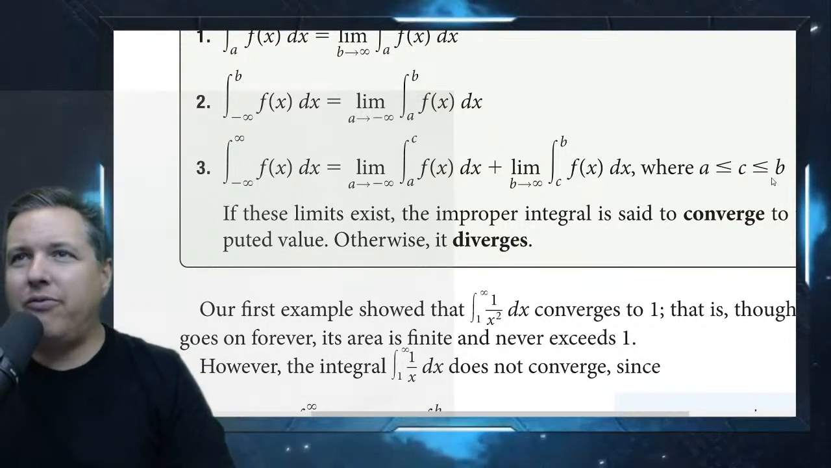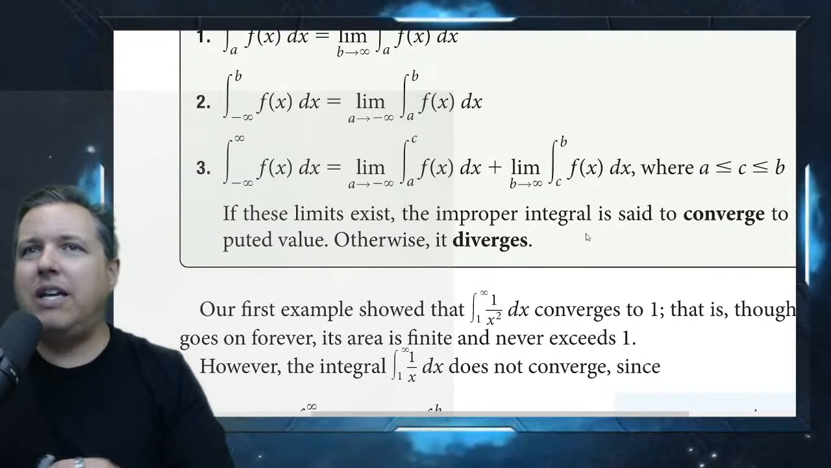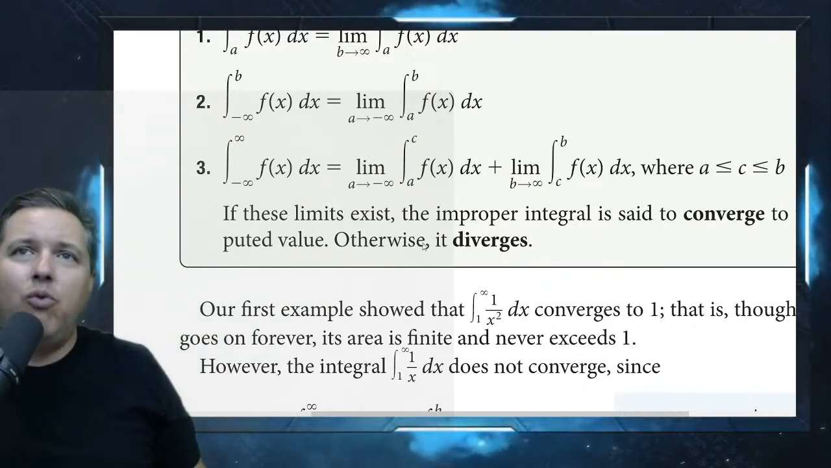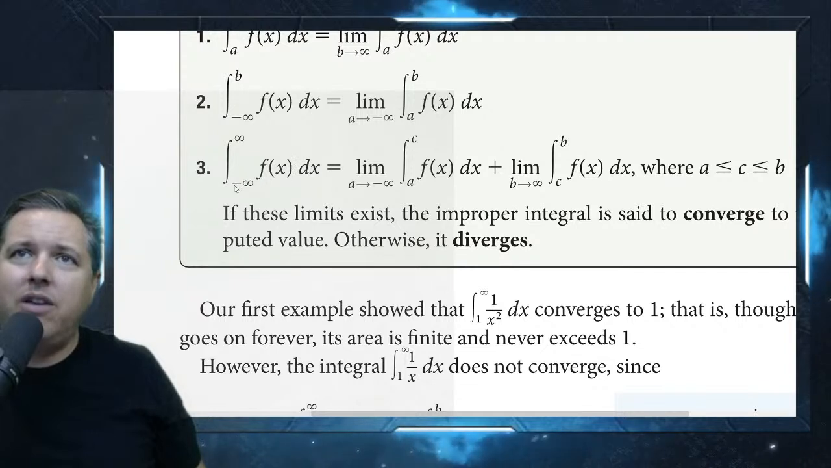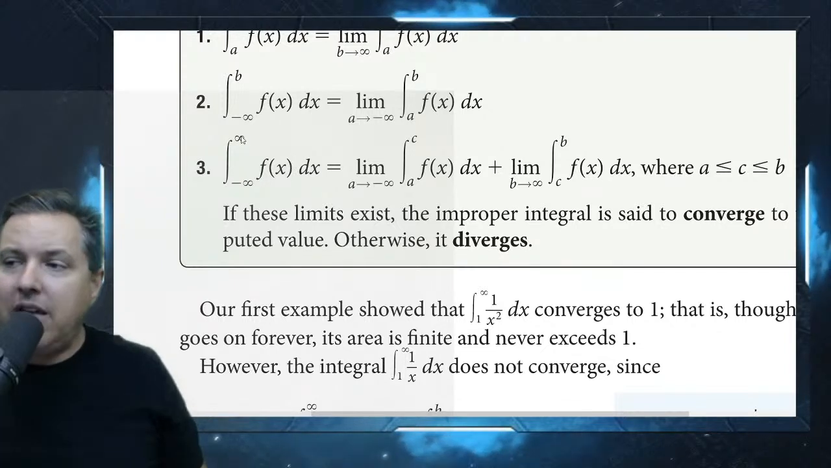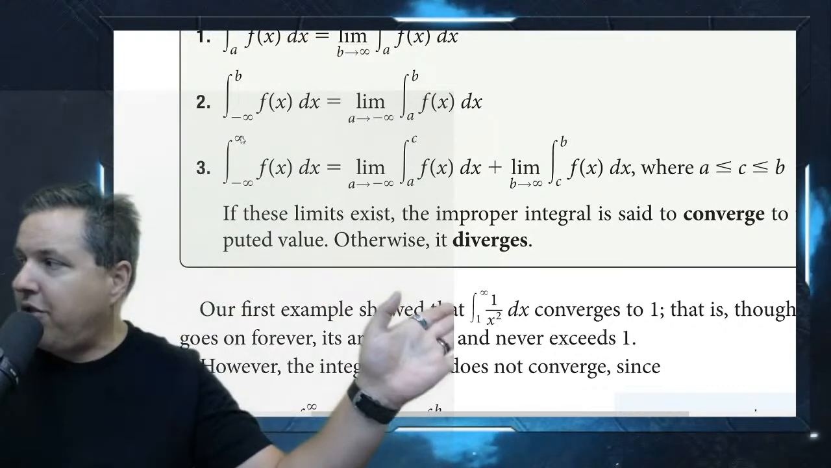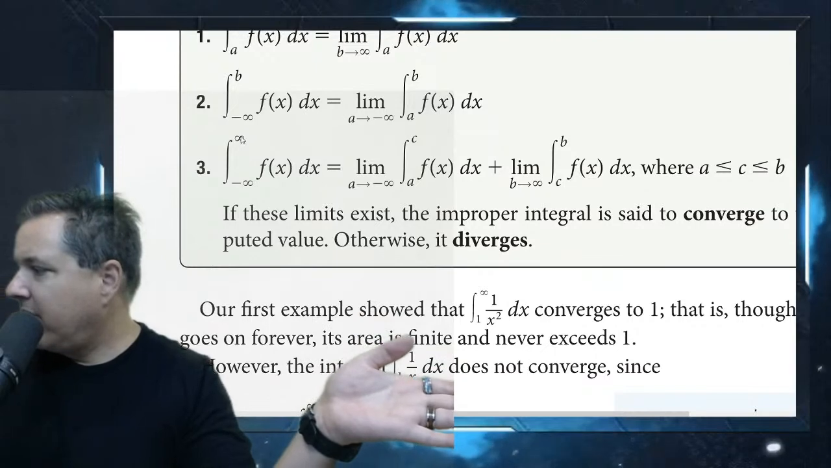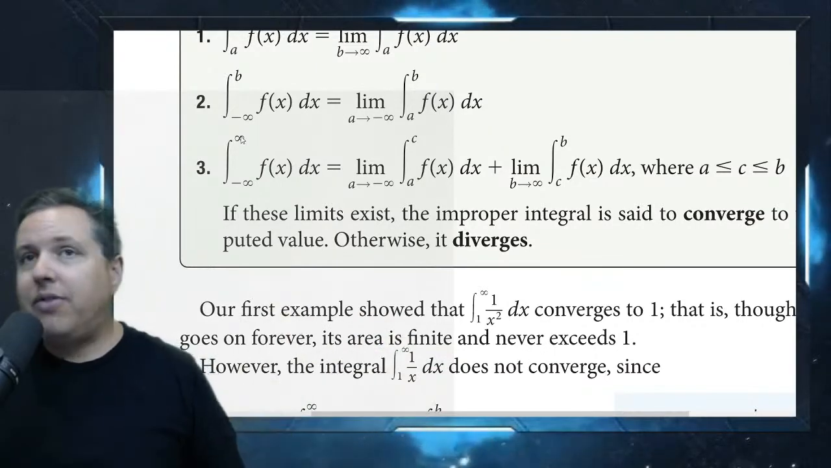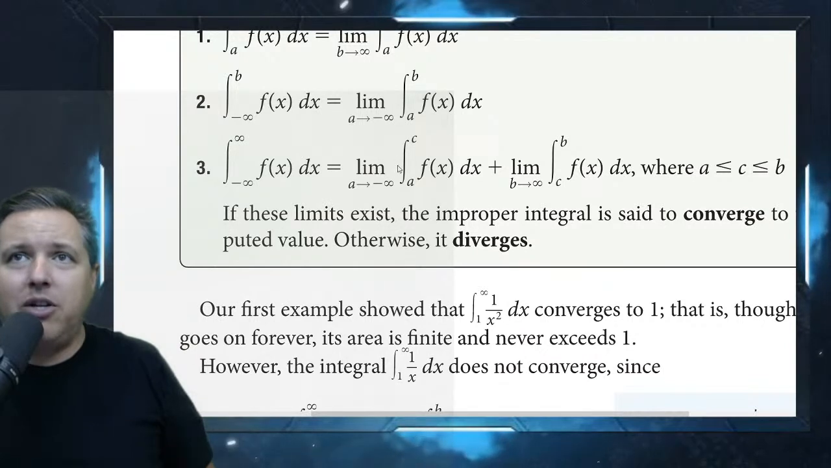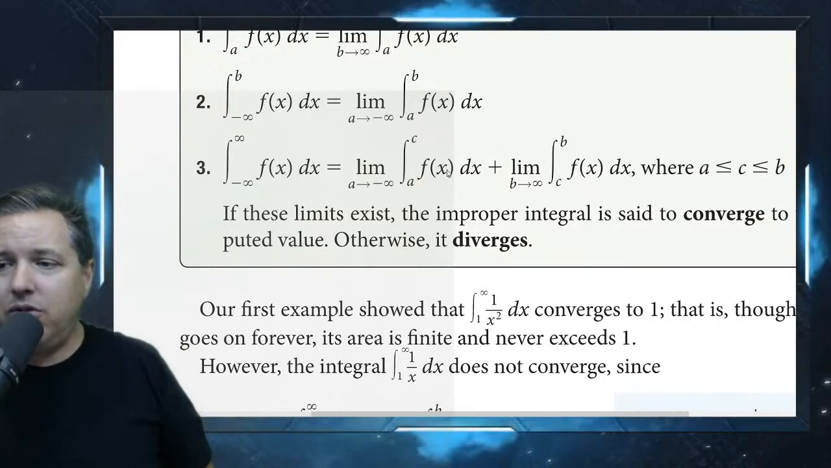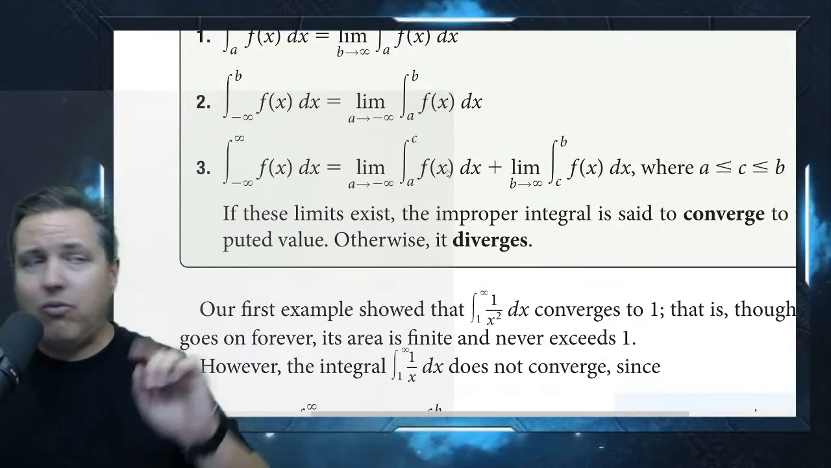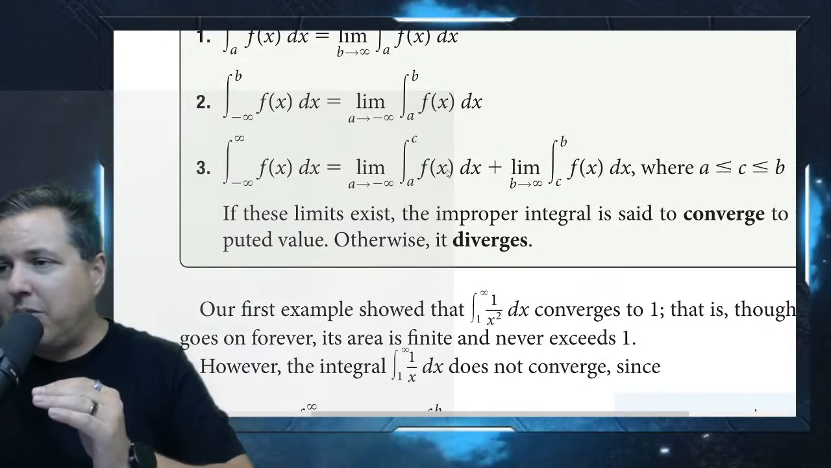3 is a little bit different. We have to think about 3 in a slightly different way. 3 says, what if we have the integral going from negative infinity all the way to infinity? So we're going forever on both ends. We're going forever on the left. We're going forever on the right. How are we going to handle that? What this says is you need to break it up into 2 smaller integrals. Basically, one turns into part 1 of what we have here on screen, and one turns into part 2.